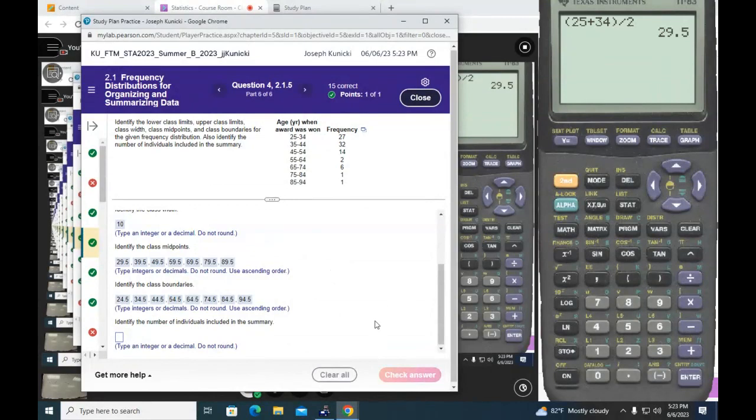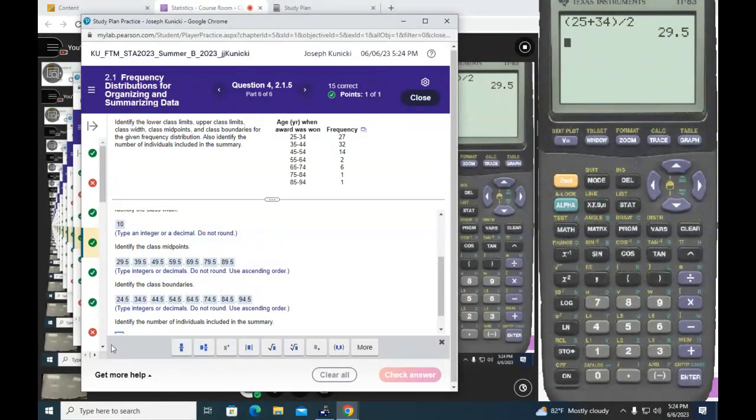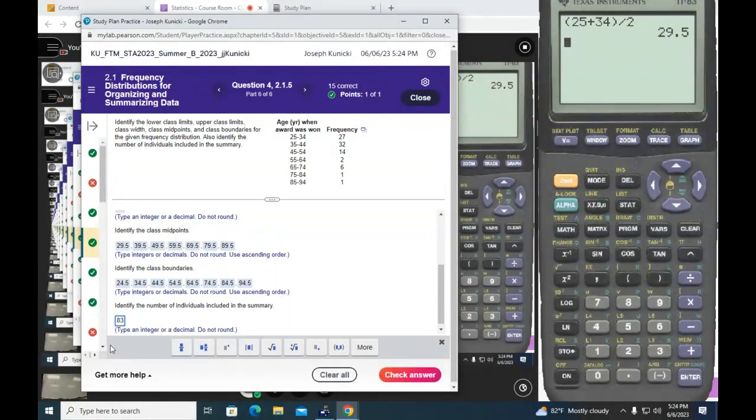How many are in this? You can add it up. 59, 73, 75, 81, 82, 83. It's 83. N is 83. Look, N equals 83 is the sample size.